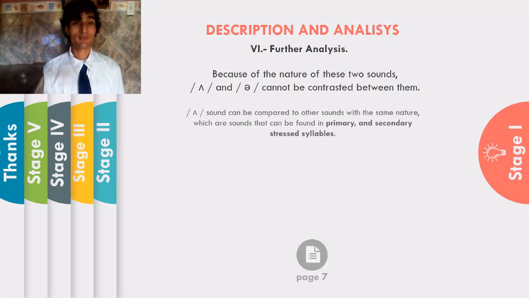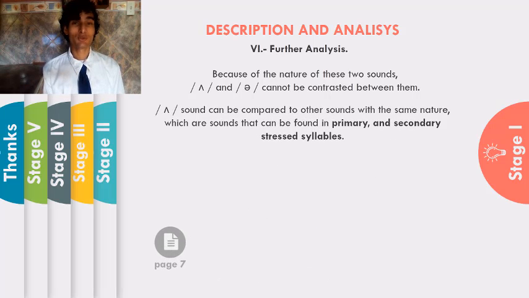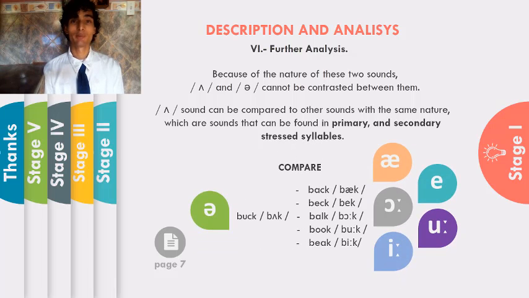Now, as for the stressed schwa sound, it can be compared to other sounds with the same nature, which are sounds with the same level of stress. Remember, primary and secondary stressed syllables. This sound can be compared to a variety of vowel sounds, which make possible the occurrence of a wide number of minimal pairs. Let's see some examples. We can compare the word buck with the words back, beck, balk, book, and beak. And these are just some examples. You can see more examples in your handout.